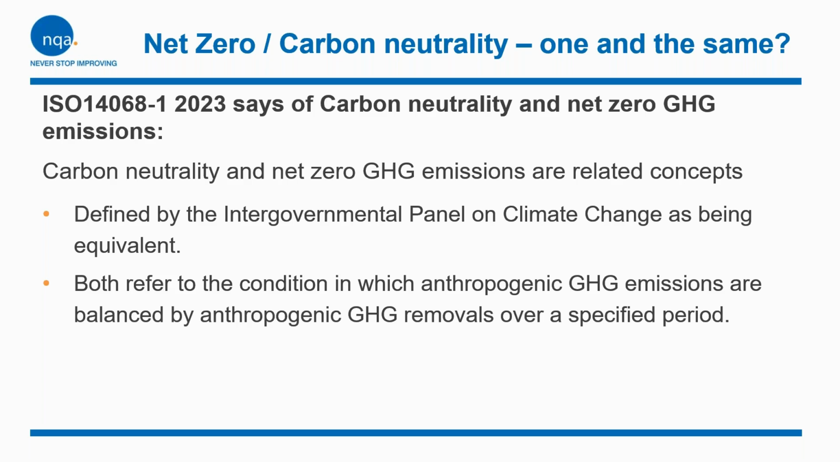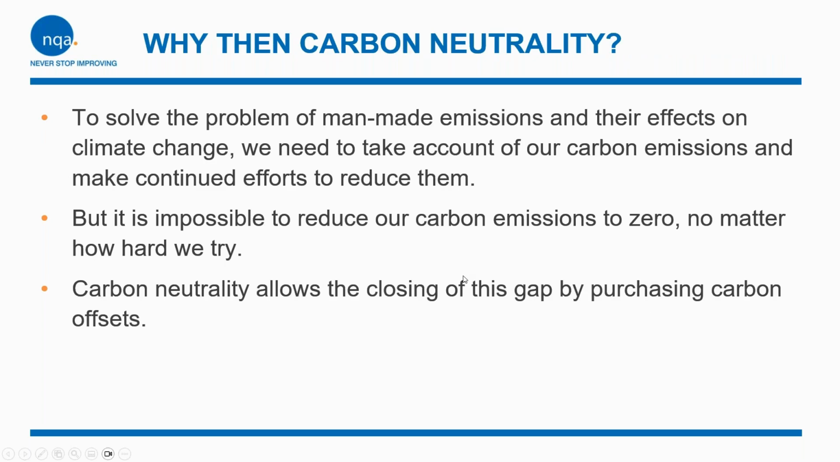I might possibly argue that. Who am I, you may say, to argue with the Intergovernmental Panel on Climate Change? And I'm not really arguing, I'm just perhaps suggesting a slight clarification of that. However, both refer to the condition in which anthropogenic greenhouse gas emissions, so that's man-made, are balanced by anthropogenic greenhouse gas removals over a specified period. Okay, so that's where we're at, and that hopefully clarifies some of the answers. I will try and answer some of these, Greg, as we're going along.